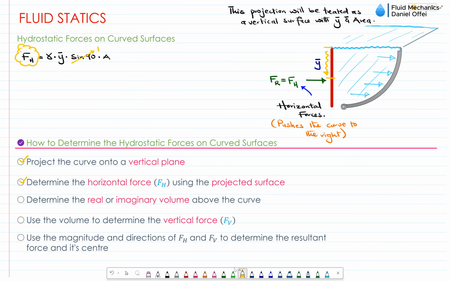Then step 3, we need to determine the real or imaginary volume above the curve. So we'll explain what real or imaginary volume means in this context. Let's use a simple one. We know volume equals length times breadth times height, and length times breadth is area. Therefore, the volume can be said to be the area times the depth of the fluid.